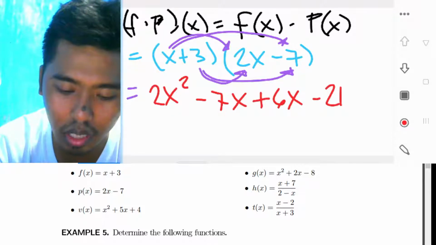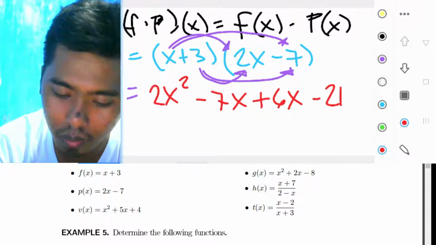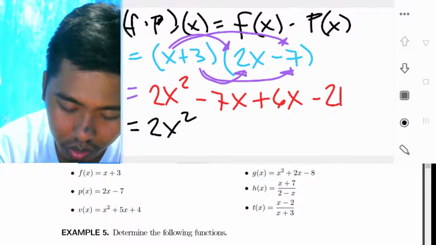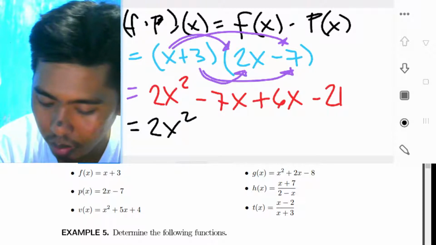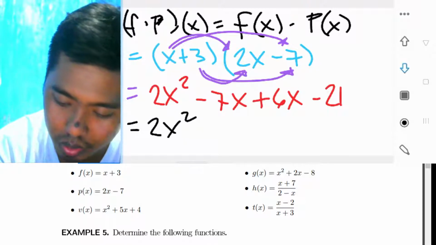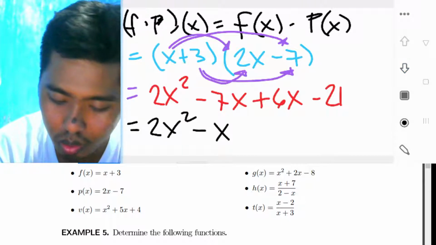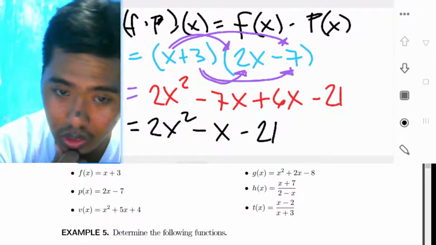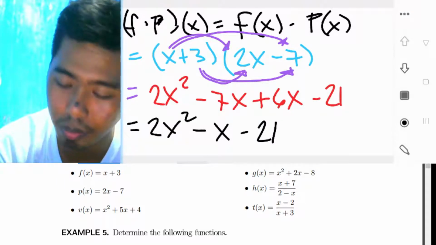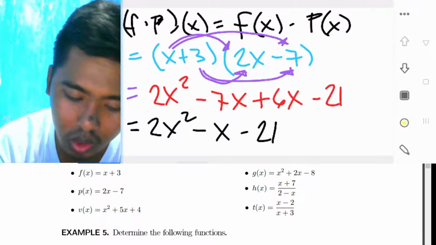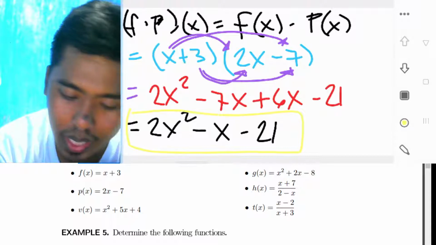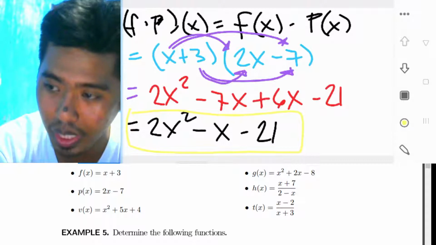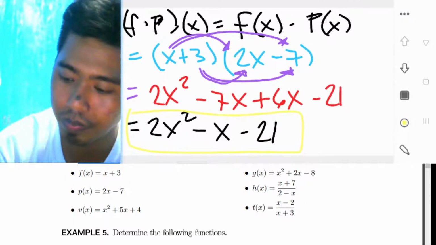Then after that, add like terms. So this will become 2x squared. Negative 7x plus 6x would become negative x, and negative 21. So that would be your final answer for this problem in letter B. Okay, let's box it. Alright, so 2x squared minus x minus 21. That would be your final answer on this problem.